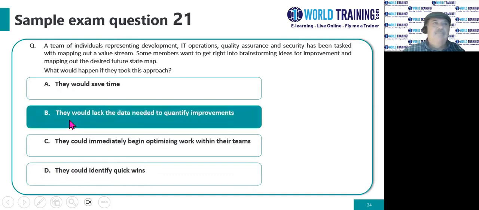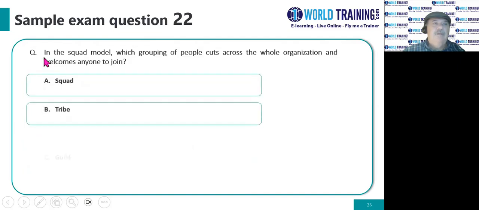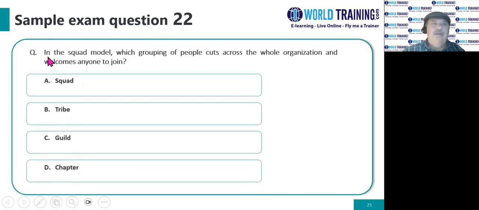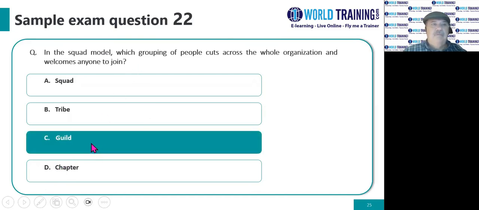Yeah. Okay. All right. Question 22, a little more than halfway through. In the squad model, which grouping of people cuts across the whole organization and welcomes anyone to join? Yeah. So squad is a small group. Tribe is a group of squads. Guild is across the whole organization, typically in a chapter. I think it's guild. Yeah. Allow anybody to join, just as a sort of community of interest.